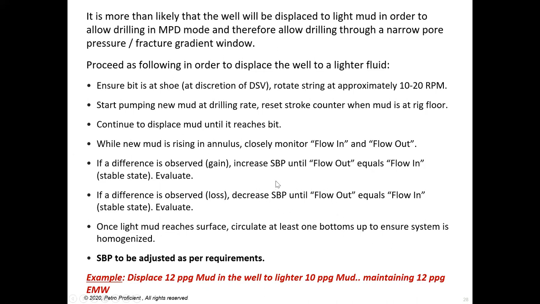So you have this additional tool or facility or option to adjust your surface back pressure to make sure that although you are changing your mud from 12 ppg to 10 ppg, by adjusting the surface back pressure, you are actually making sure that the well doesn't see a lighter mud system right away. It sees it in stages, in gradual mode, and you have full control over the situation and the well is stable.